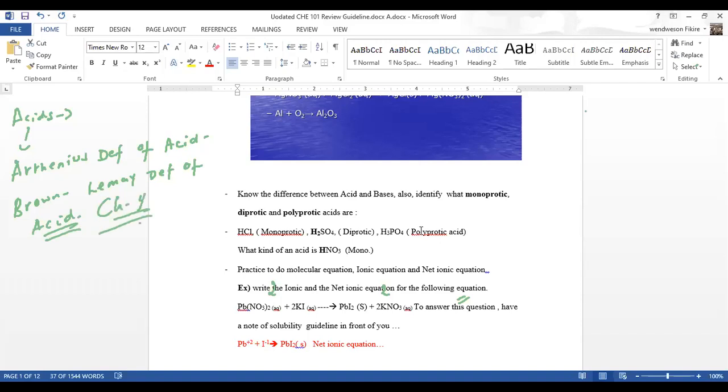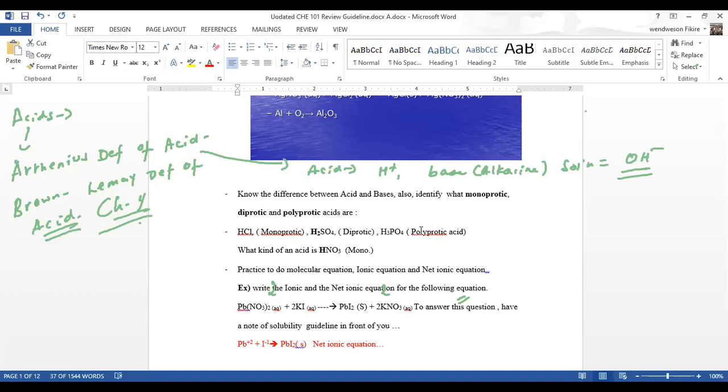The Arrhenius definition of an acid says that acids are substances that have hydrogen ions in them, and a base or alkaline solution are substances that have OH ions in them. That's how a base should be. Okay, so that is one definition, the Arrhenius definition of an acid and a base.